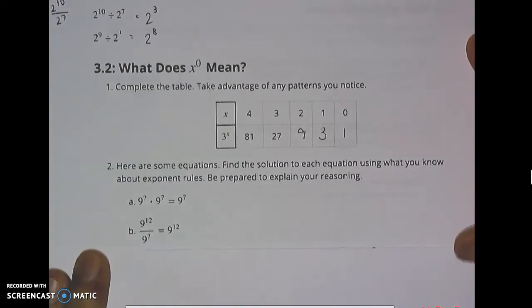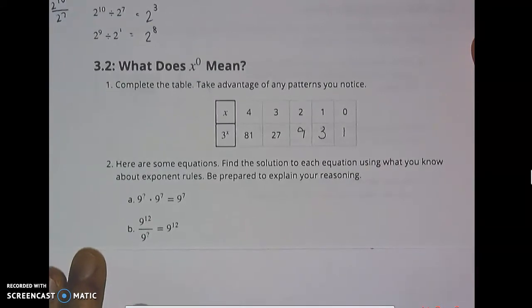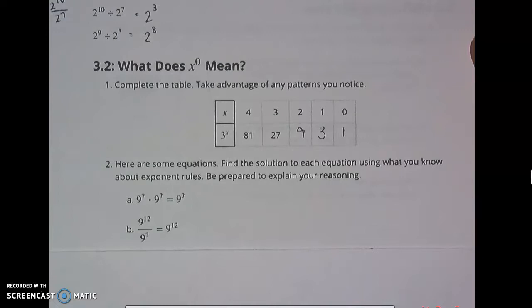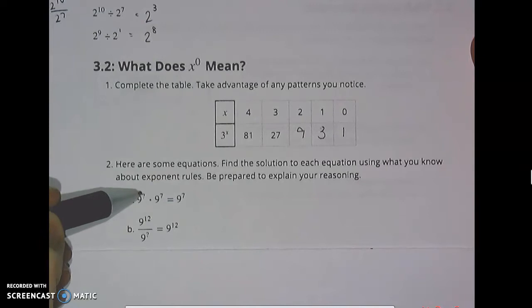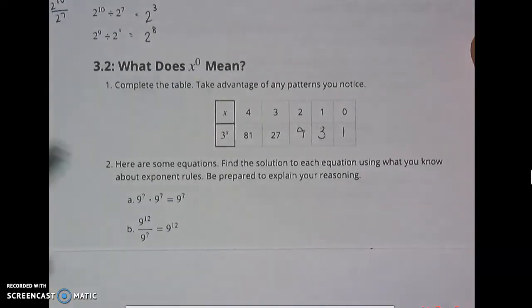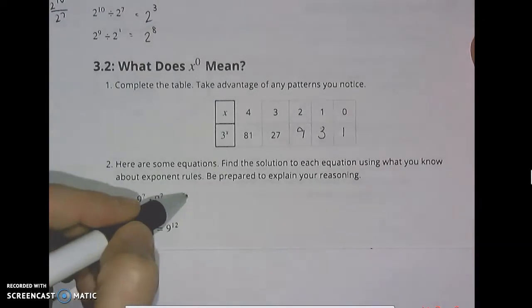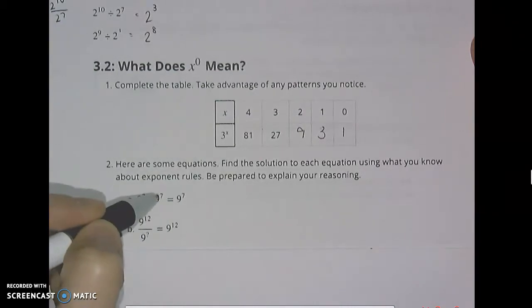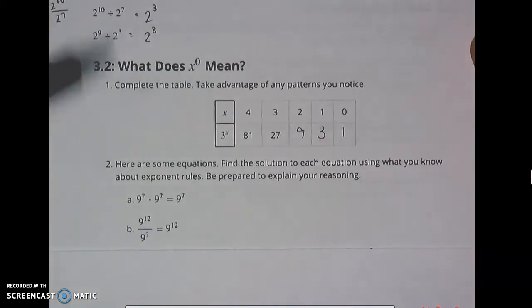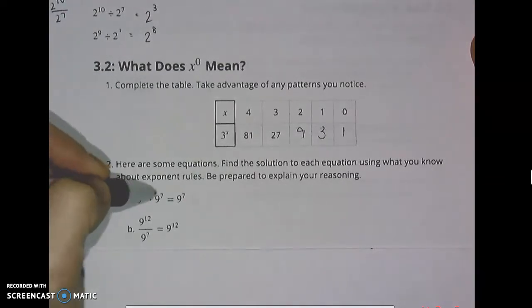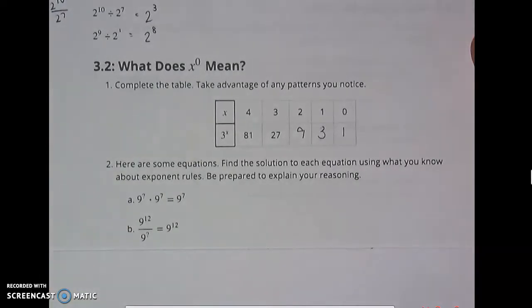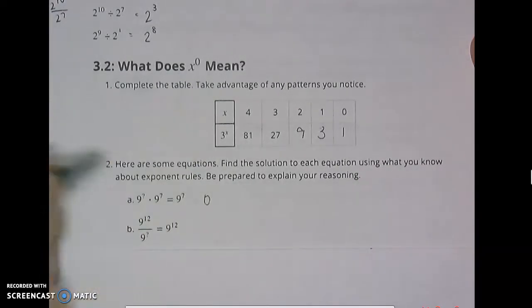So let's look at both of these here. It says, here are some equations. Find the solution to each equation using what you know about exponent rules. Okay? So if we have 9 to the question mark times 9 to the 7th equals 9 to the 7th, what does that question mark have to equal? If this exponent is staying the same and we already have 7, we know from our previous discussion up here that when you multiply things with the same base, you're going to add their exponents. So what number do we need to add to 7 to keep it at 7? So we would have to be having 0 as that question mark.